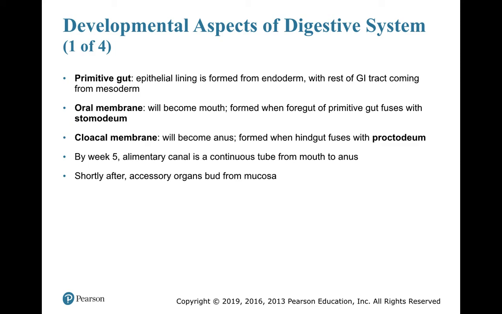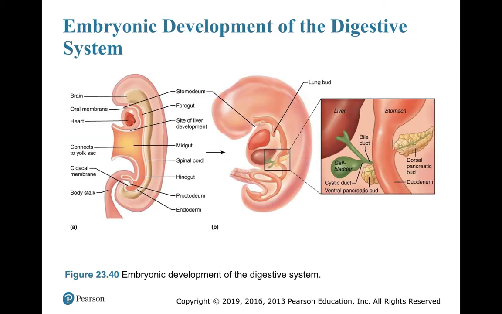Shortly thereafter, the accessory glands will bud from the mucosa. And here we have it mapped out. And I again would ask you to check out figure 23.4 in your text.